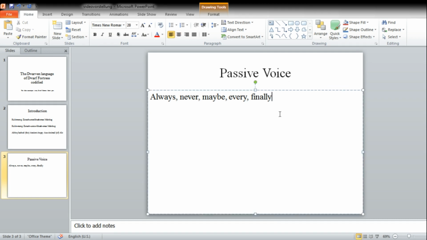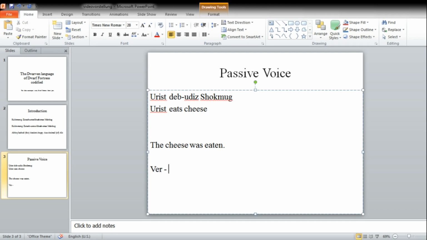Passive voice. So, the passive voice is when you don't know who the subject is. So, jurist, deb, udiz, shokmug. Jurist eats cheese. But then how would I say this? Jurist, or rather, the cheese was eaten. You see, we don't know who ate the cheese here. That's the passive voice. Now, jurist probably did it, but we don't know exactly because it's not stated in the sentence. And so in order to convey the passive voice, I had to make another verb, and that verb is ver, which means become. So we start the sentence with the subject, the cheese, shokmug, and then ver, become.